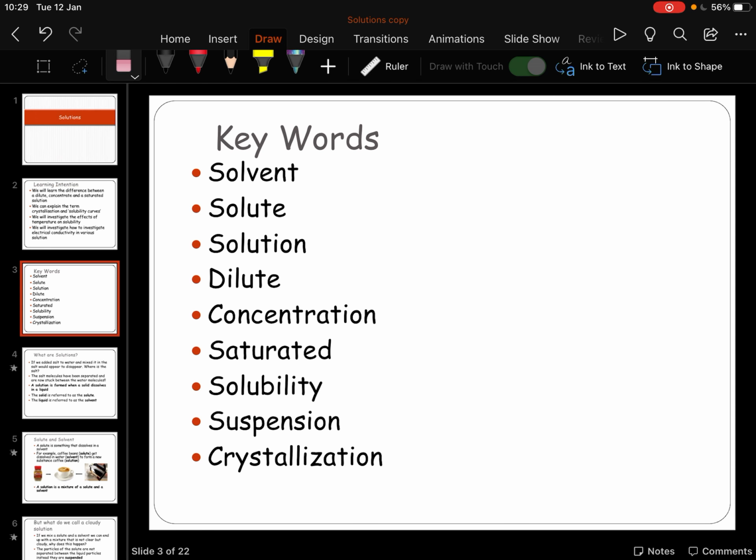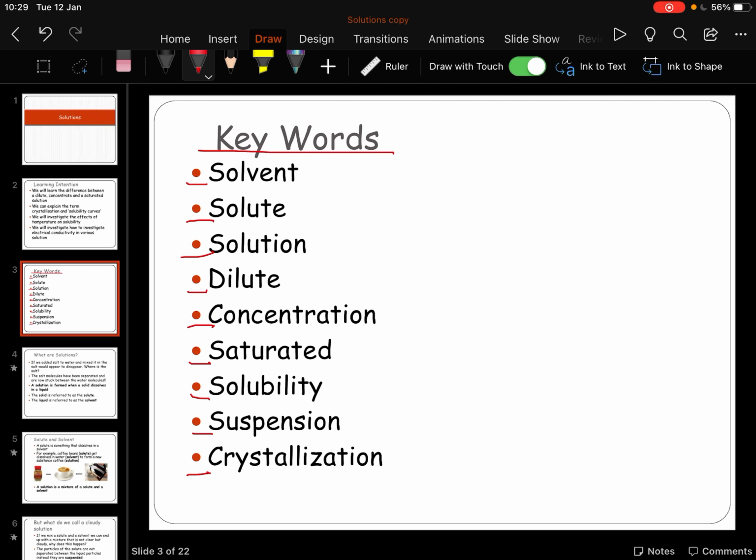English is failing me. So again, after your learning intentions, take down your key words. So there's quite a lot here. So we 1, 2, 3, 4, 5, 6, 7, 8, 9. So there's 9 new words here: solvent, solute, solution, dilute, concentration, saturated, solubility, suspension, and crystallization.